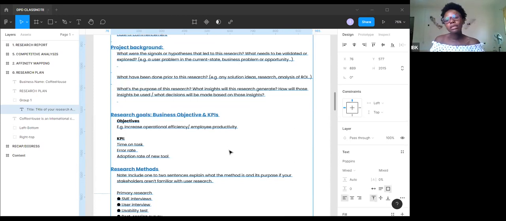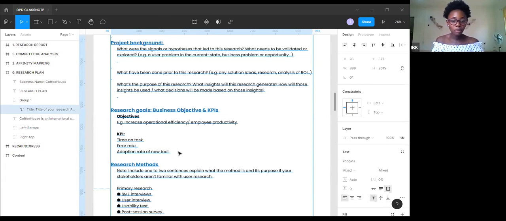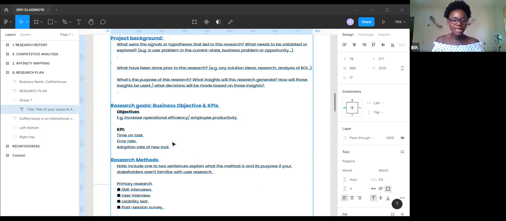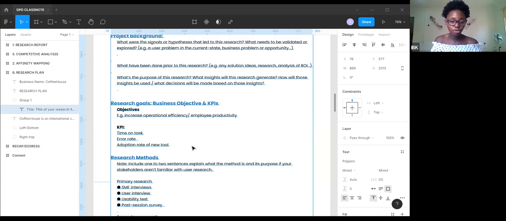Then we have research goals. That's the business objective and the KPIs, key performance indicators. For the objective, of course, the objective of any research is to increase operational efficiency or productivity. And the KPI, that's the time on task, the time taken for a customer or a user to use a particular product or to complete a task. Then the error rate while trying to complete that task, then the adoption of a new tool. If it's an existing product, that means you are trying to adopt a new tool, maybe an upgrade to that particular product. So you need to test the adoption of that new tool.